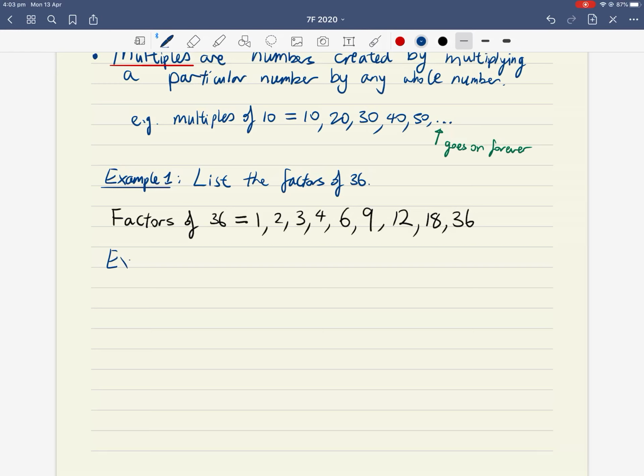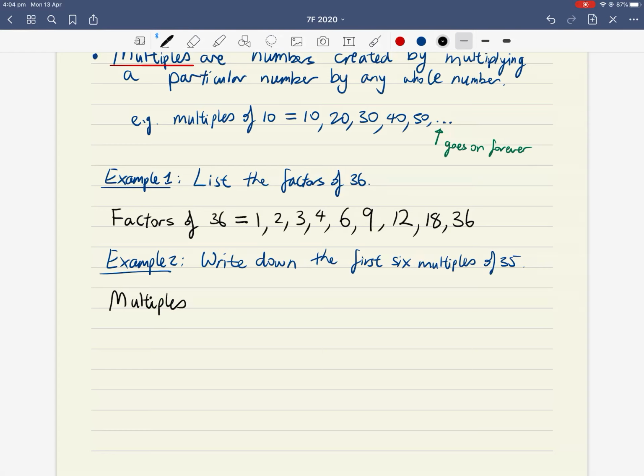Okay, let's continue on with a simple familiar question of example 2. So example 2 says, write down the first 6 multiples of 35. Okay, so you're thinking what are the multiples of 35? So let's start off with English word equals. So multiples of 35 equals.